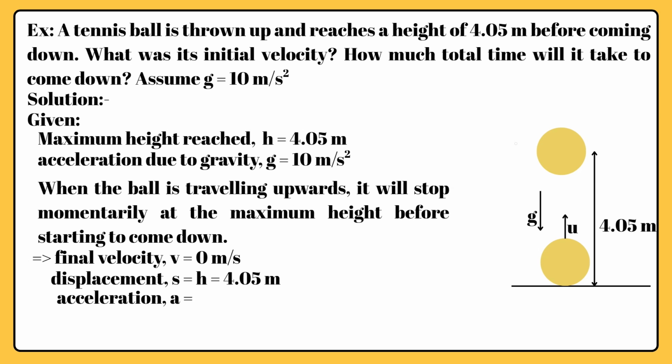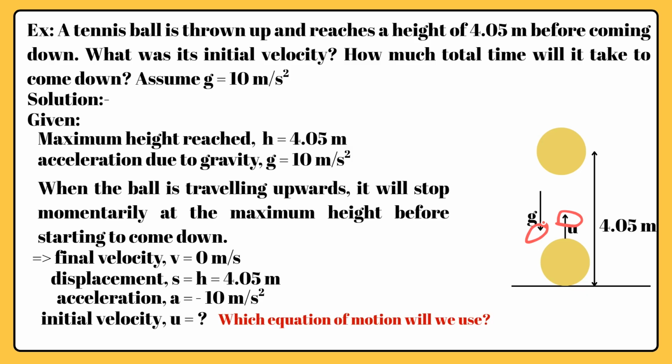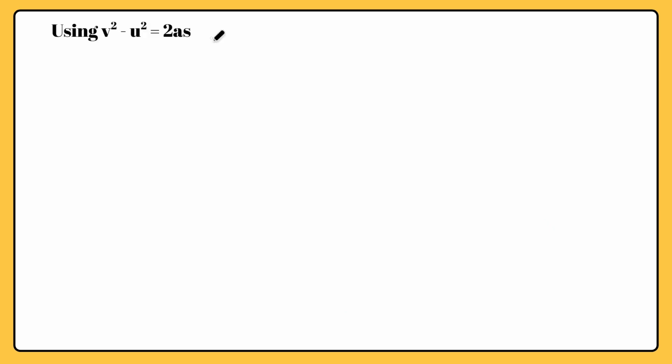And then for acceleration, we need to be careful here. The ball is going upwards, but the acceleration due to gravity is always downwards. Since the acceleration is in the opposite direction, we will take the value of acceleration to be minus 10 meters per square second. The first question for us is to find the initial velocity with which the ball was thrown up, which we can consider to be u. Since we know v, s, a, and we need u, we will use the equation v squared minus u squared is equal to 2as. So let us substitute the values in this.